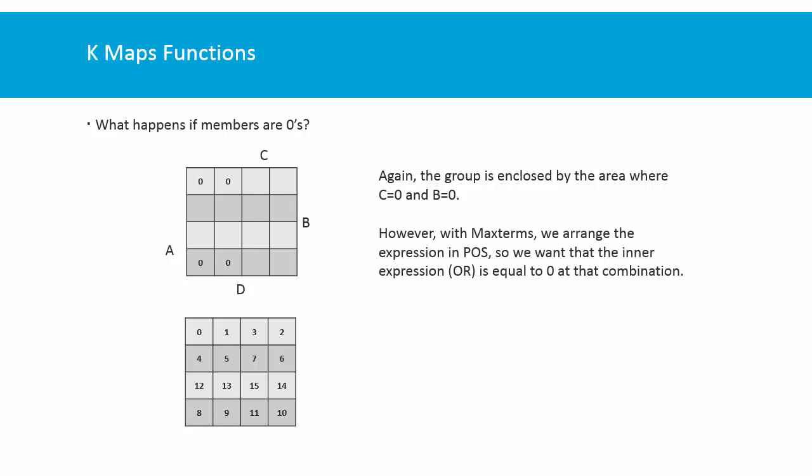However, when we have max terms, we arrange the expression as a product of sums. So we want the inner expression, which is the OR, to be equal to 0 at that specific combination. So the correct expression would be B plus C, because since we have B equal to 0 and C equal to 0, we have 0 OR 0 being equal to 0.